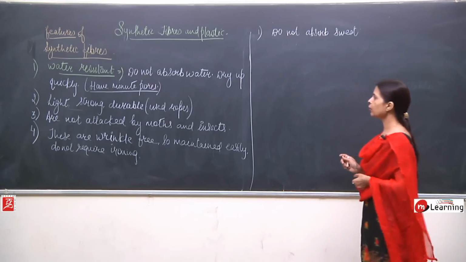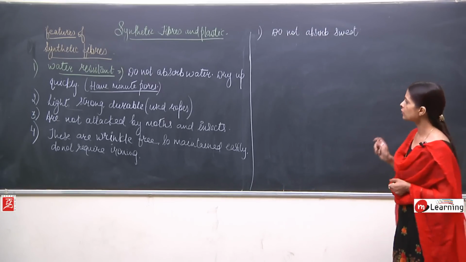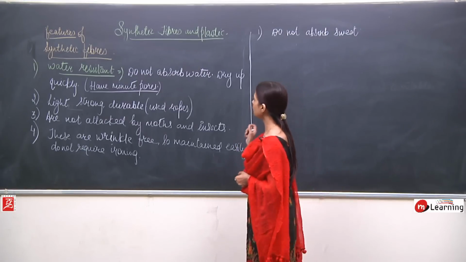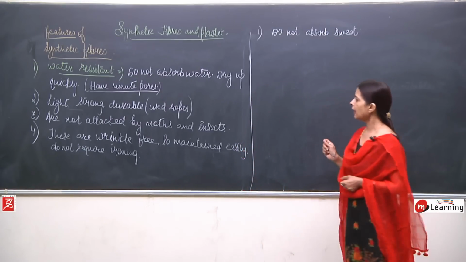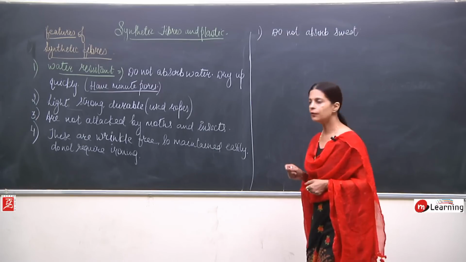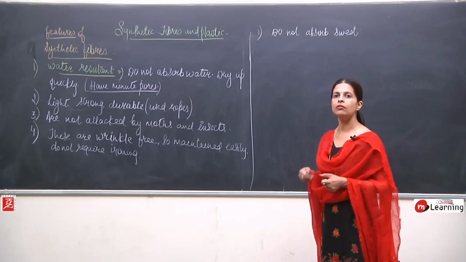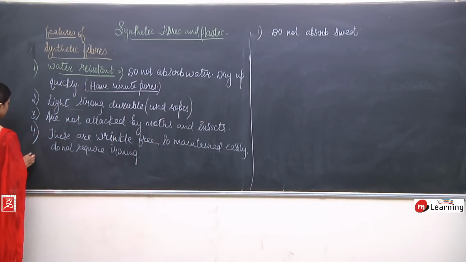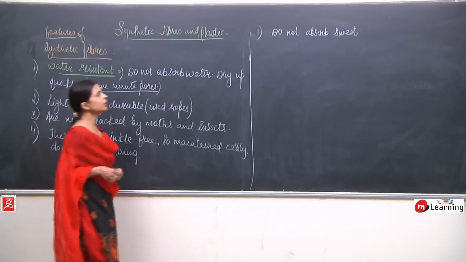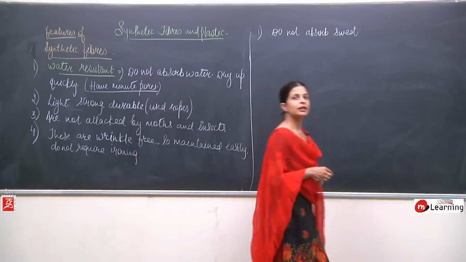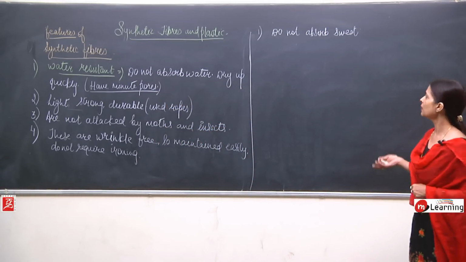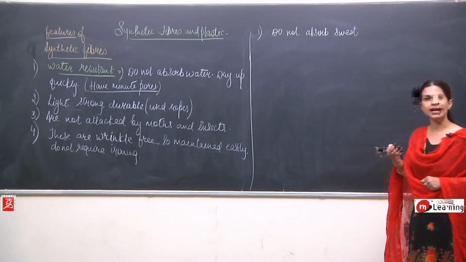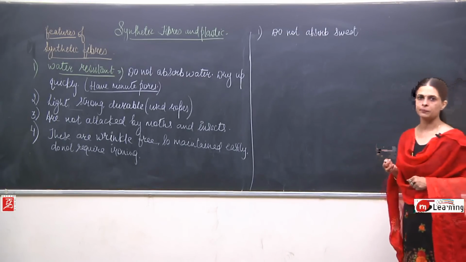Now, what are the important points? All these materials are water resistant, they are light, they are strong, they are durable, they are not attacked by moths and insects, and they are wrinkle free, and obviously they are easy to maintain. Now, along with this, if I talk about the negative points, I have written only one, that they do not absorb sweat. That means air cannot pass, and so these are not advisable to wear, especially in summers.